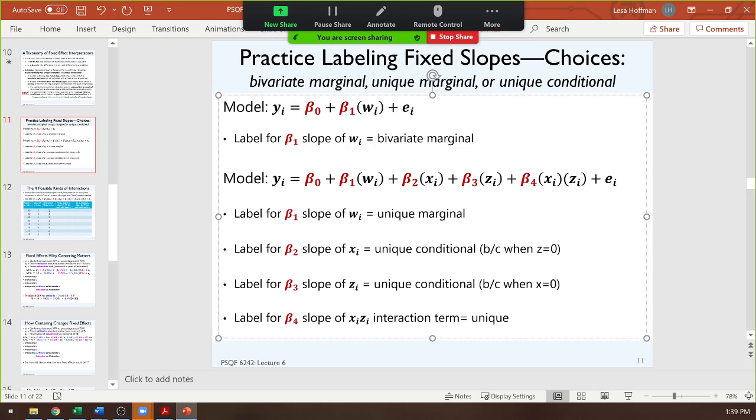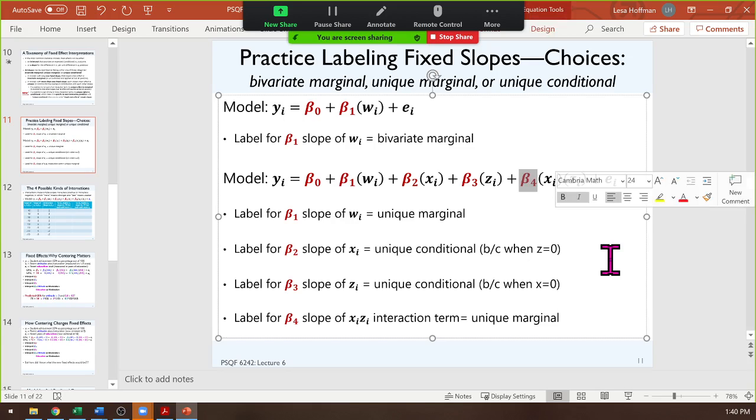Because it's the combined effect together, so that's different. Yes, exactly right, because we're not talking about x or z, we're talking about their combination. So do you see anything else in the line besides beta 4 that has both x and z? Nope. Then it's marginal. Another way of saying it is that beta 4 is the interaction term for everybody.